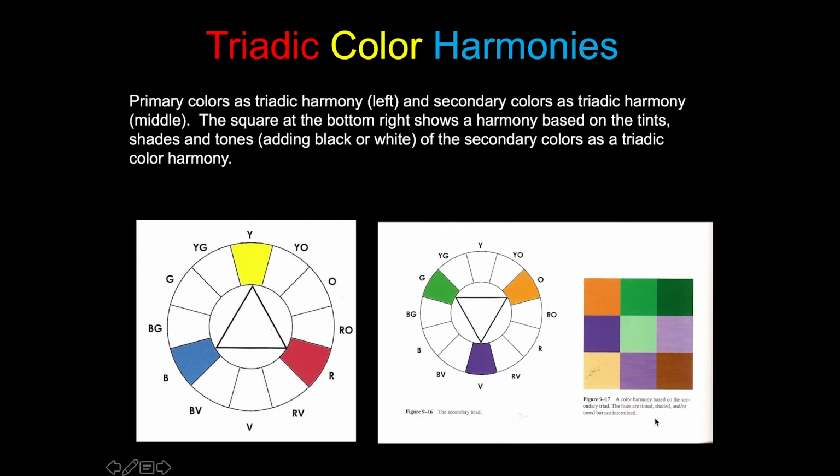And the square at the right here shows a harmony that is based on the tints, shades, and tones of the secondary colors as a triadic color harmony. So if you refer to your elements and principles of design and color, you'll find that when you add white to a color, the result is called a tint. When you add black, the result is called a shade. And when you add gray, we call that a tone of the color.